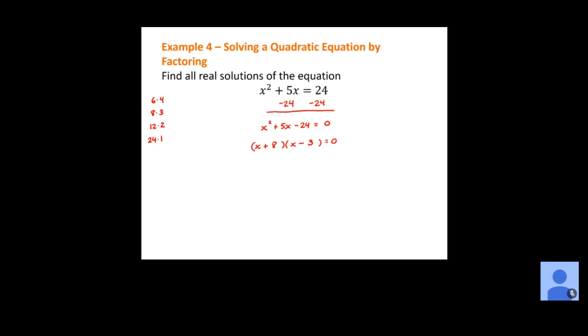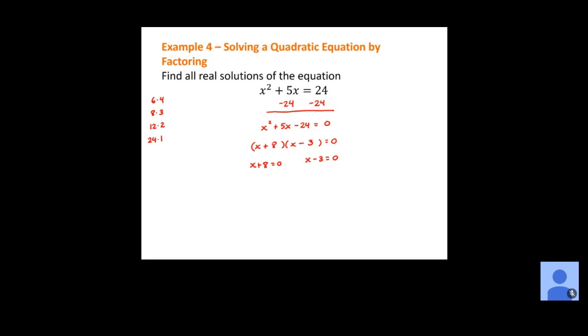Now that we have our factors, based off the zero product property, we know that if these two things multiplied together are equal to 0, that means that one of the factors has to be 0, okay, because that's the only way I can multiply and get 0 as my answer. So either x plus 8 has to be equal to 0, or x minus 3 has to be equal to 0.